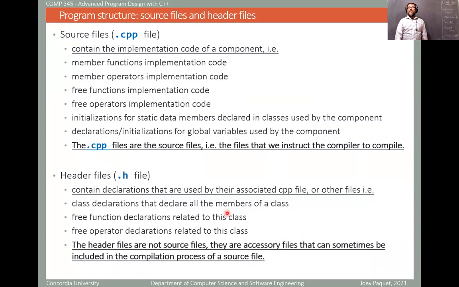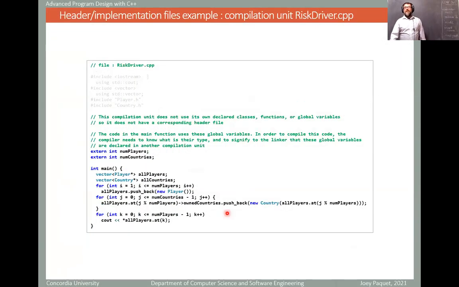So yes, the linker will do that. However, when the compiler compiles this, if you don't put a declaration saying what num players is, the compiler will say that num players and num countries don't exist. So you need to have a declaration of these variables, and here you declare them as extern, essentially telling the compiler that, yes, these variables exist, but the linker is going to find them somewhere else when the compilation is finished, at linkage time. That's the meaning of extern here.